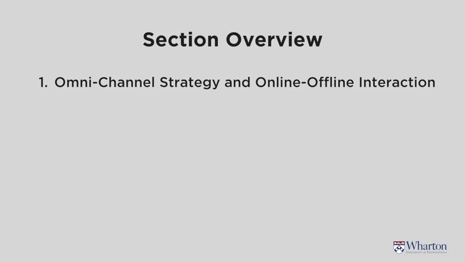So without further ado, let me just introduce what it is that we're going to do over the next little bit. We have three parts to the third module. The third module, of course, is all about execution and go-to-market strategies. So the first piece is going to be about omni-channel strategy and online-offline interaction. So what happens when you can access customers both in the real world and also in the virtual world.